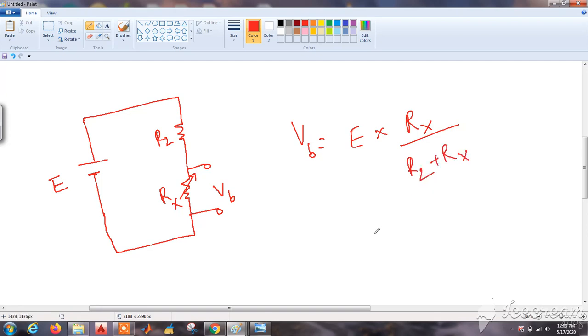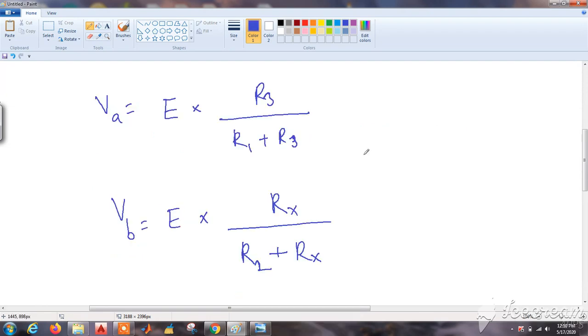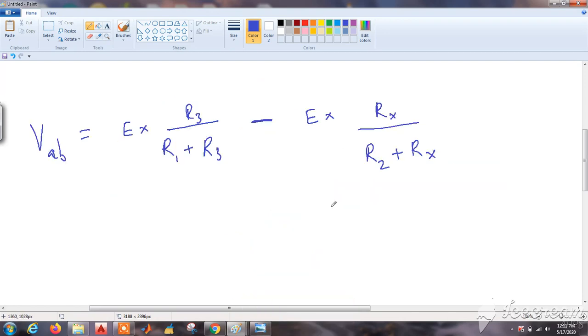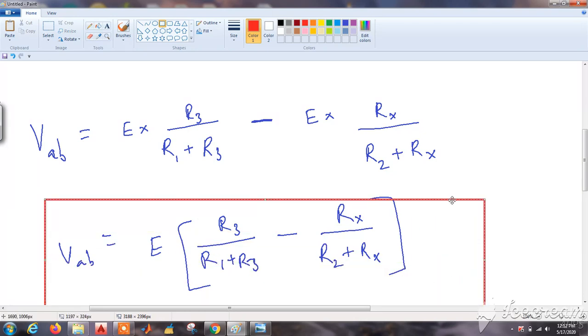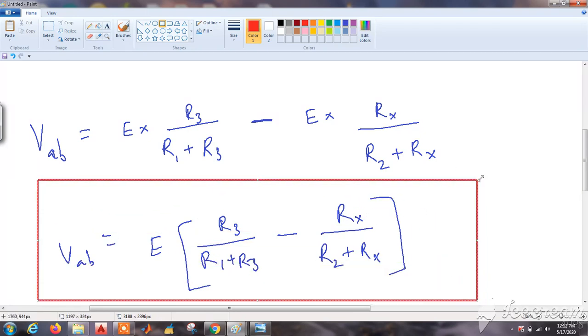So we have found VA and VB like this, and we know that the voltage VAB is VA minus VB. Now let's substitute VA and VB into this equation, and we can take E common from both of them. This is the final equation of VAB, and from this equation we will substitute the values of Rx, the three cases of Rx, and calculate VAB.